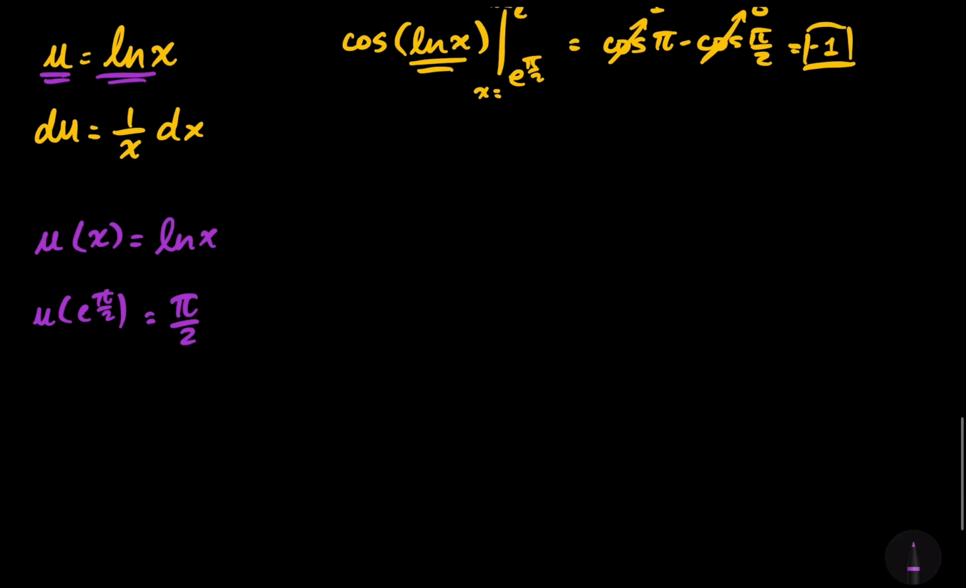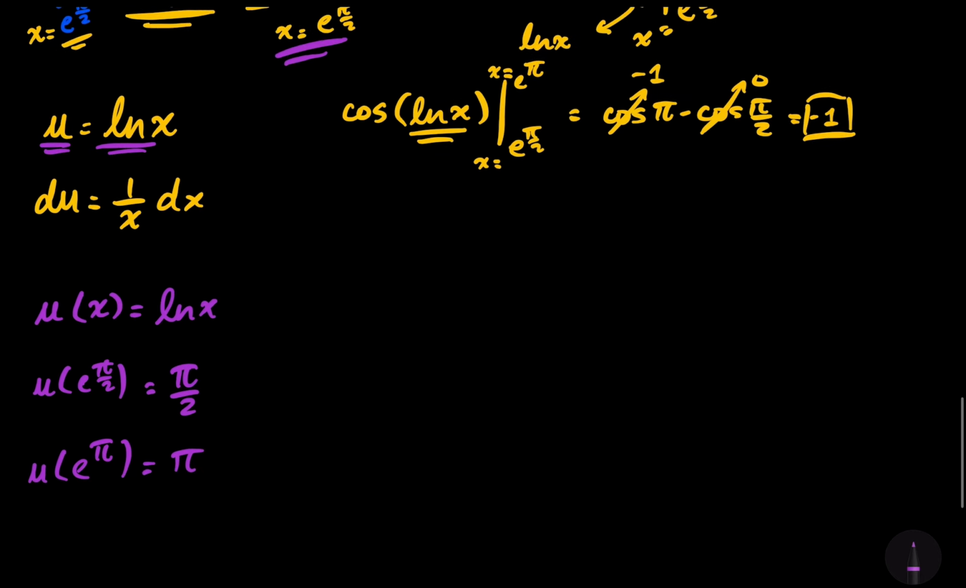And same thing, what is u? What happens to u when x is equal to e to the pi? Well, that's just going to be equal to pi, right? So essentially now we have our new bounds of integration. Instead of e to the pi over 2, we just have pi over 2. Instead of e to the pi, we just have pi.